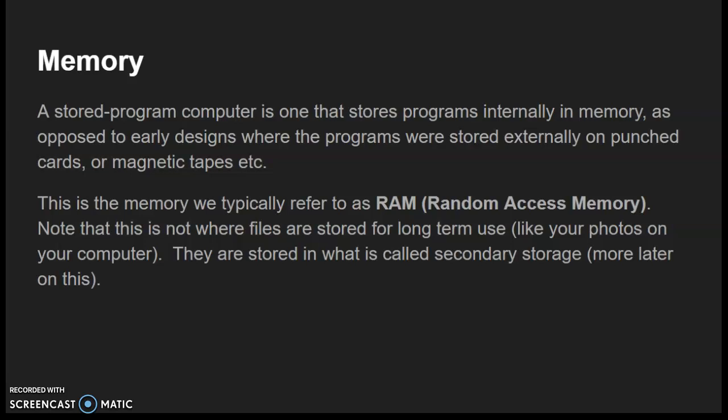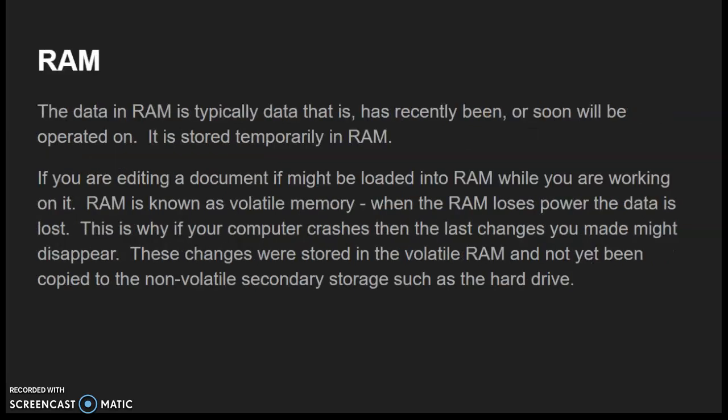So this is memory we typically refer to as random access memory, or RAM for short. Note that this is not where files are stored for long-term use, like your photos on your computer. They are stored in what is called secondary storage. That's where photos and that are stored. But random access memory is main memory. So the data in RAM is typically data that is or has recently been or soon will be operated on. It is stored temporarily in RAM.